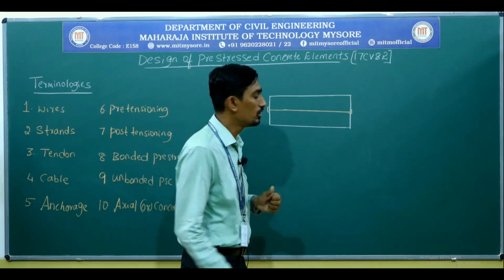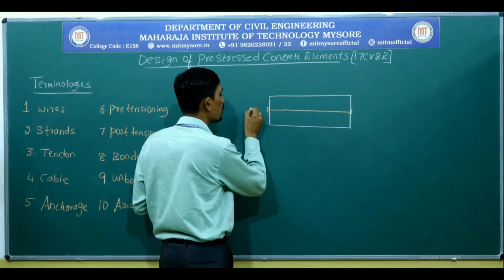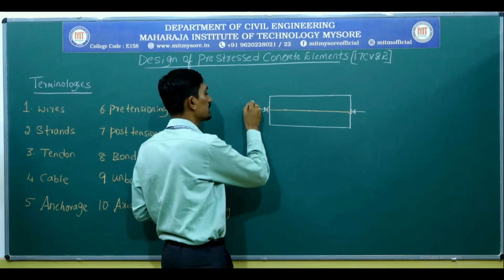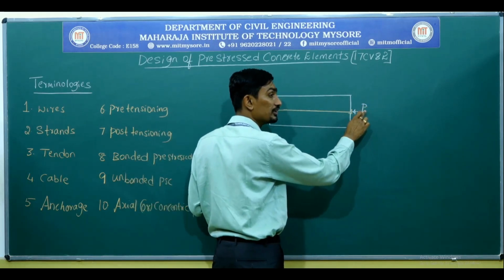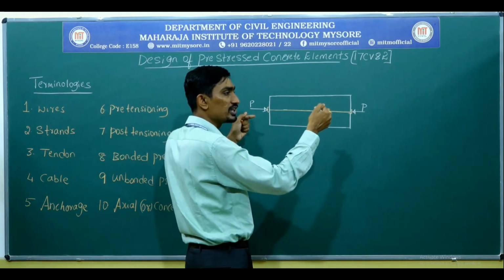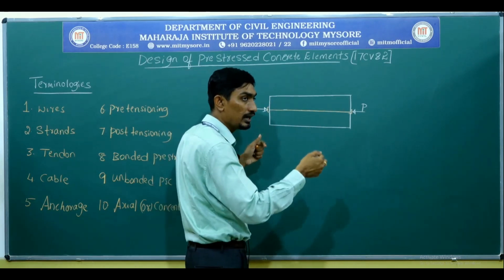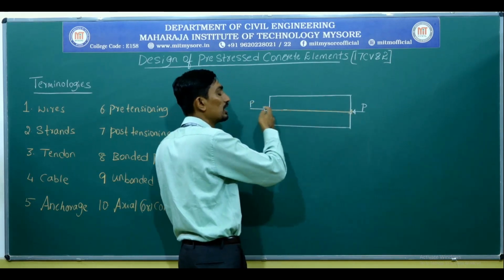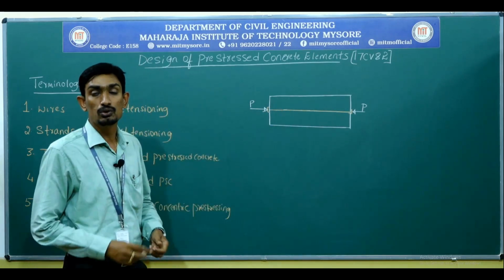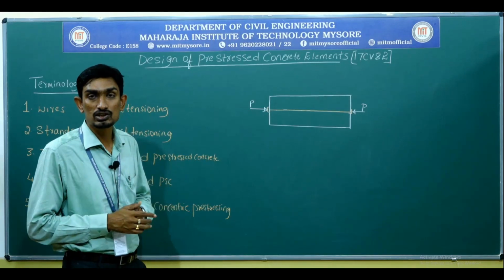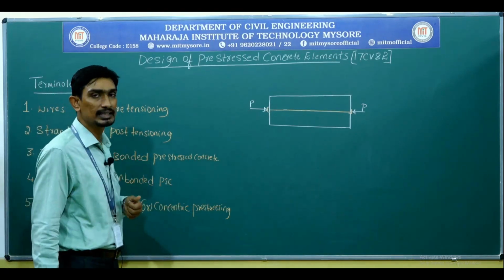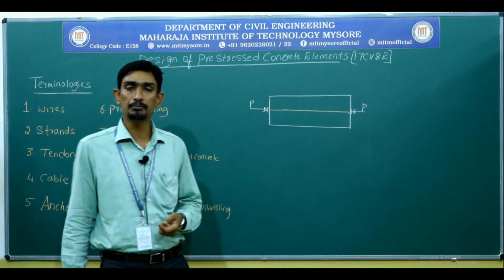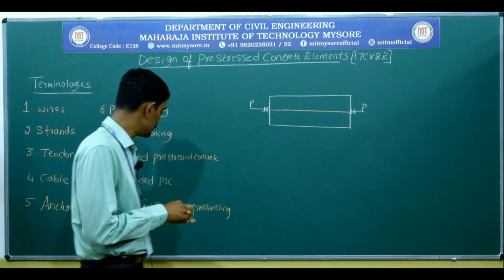Axial means whatever the pre-stressing force I am going to induce through the tendon, that tendon will pass through the centroidal axis of the section. So this type of pre-stressing is called axial or concentric pre-stressing. Did you get my point? Axial or concentric pre-stressing. So let me go further.